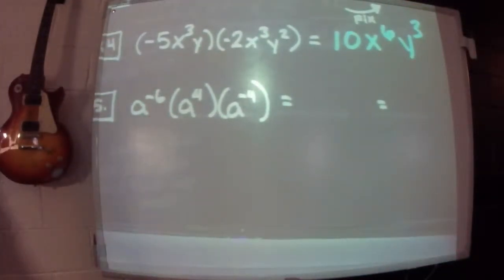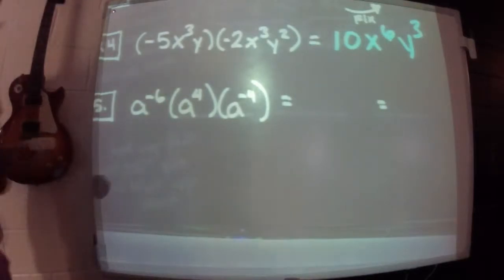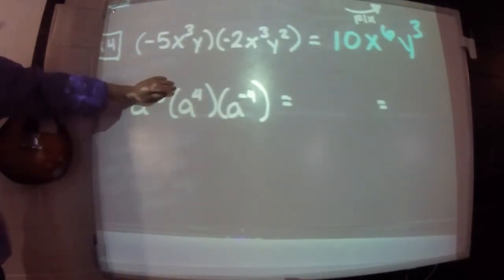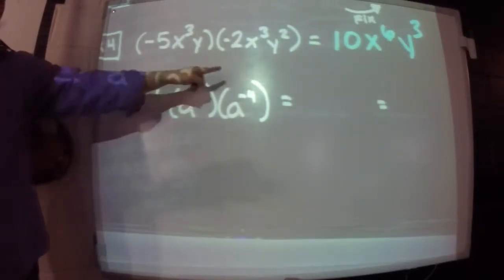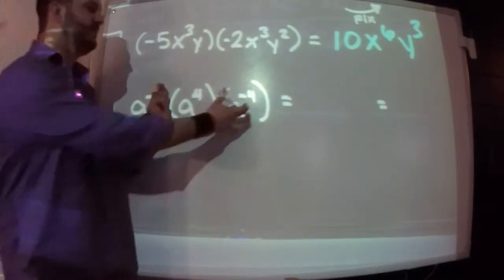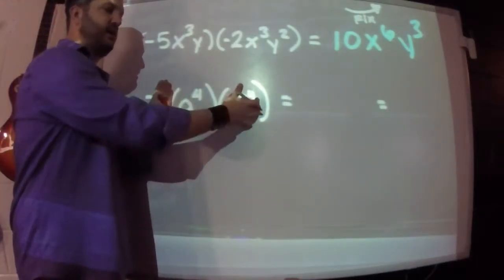And then the last one is like the first one. You got a whole bunch of a's. One thing though, I think the reason I put this one on here is because there's one thing you can actually see really quick. You got a to the negative 6, a to the 4, and a to the negative 4. If you just put these 2 together, what does that make?